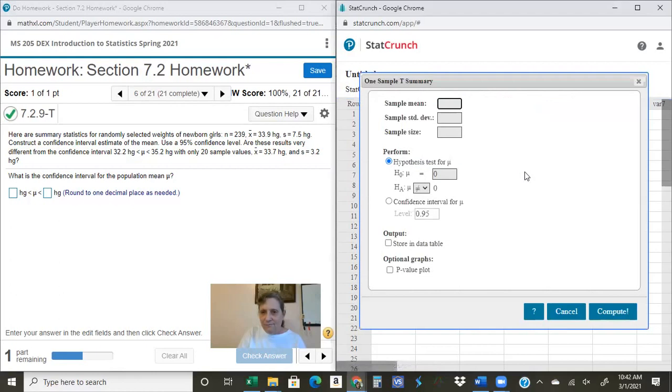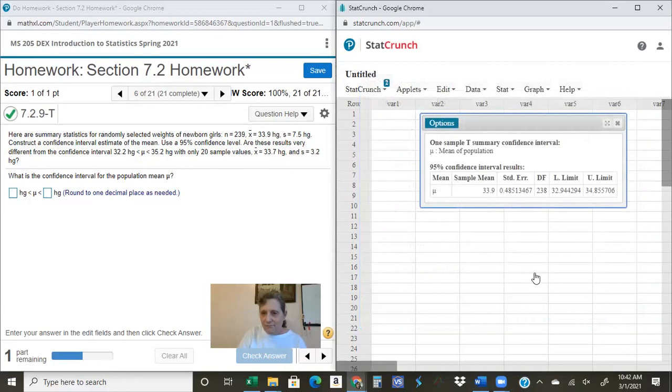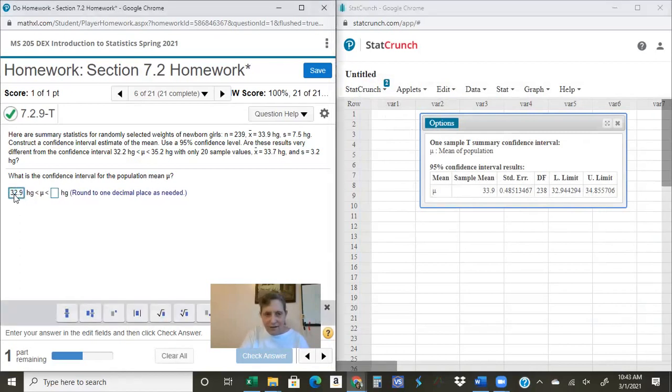With summary, our sample mean, 33.9, sample standard deviation, 7.5, sample size, 239. We want to go with a confidence interval, 95%, compute. Our confidence interval for this sample is between this lower limit and this upper limit. So to 1 decimal place, 32.9 is the lower, and 34.85 will round up to a 9.